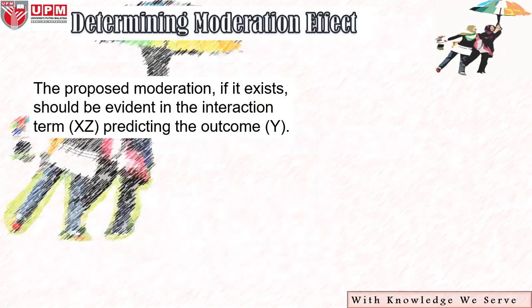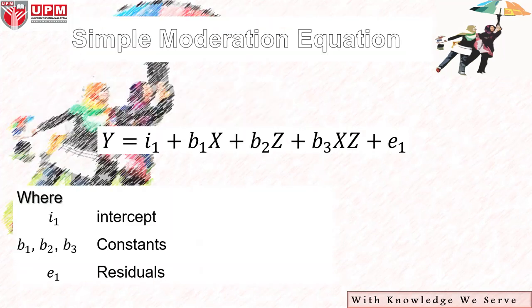Okay, ni sama. So to determine the moderation effect, if the proposed moderation effect exists, it should be evident in the interaction term XZ predicting the outcome Y. So sebenarnya kalau kita nak tahu ada moderating effect ke tak, kita rujuk hak ni je. Hak ni je yang kita nak tengok. Okay, yang last sekali.